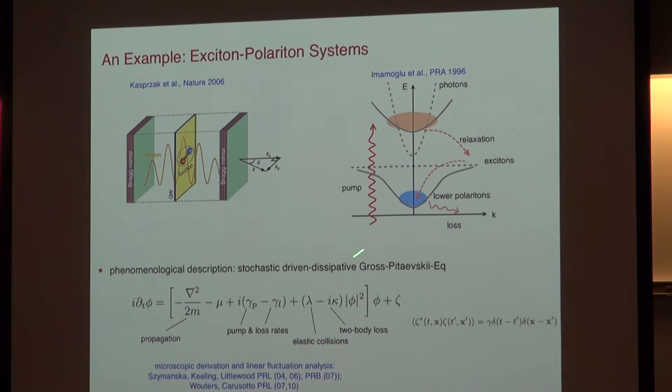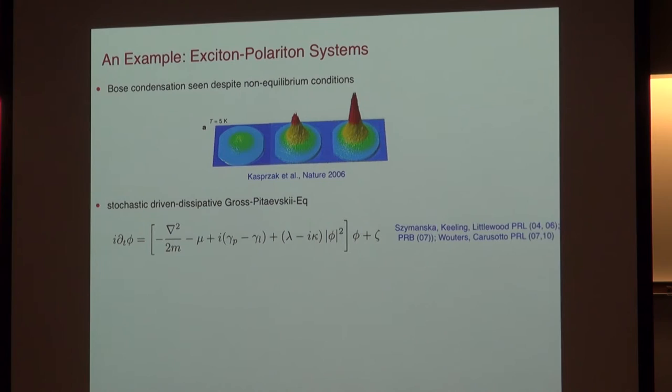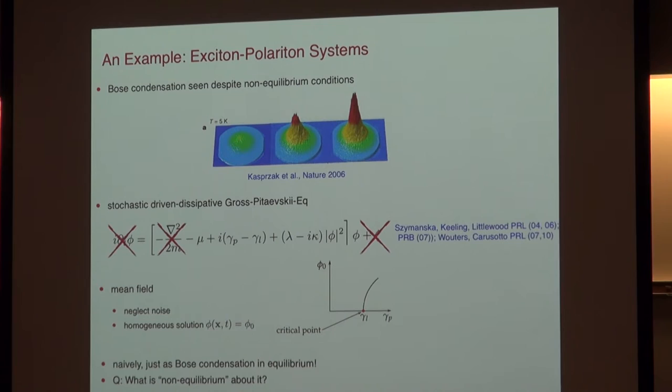Now, in these systems, Bose condensation has been observed in this famous experiment here, despite these non-equilibrium conditions. To see how these pictures come out, we start from our favorite Gross-Pitaevskii equation, strip off all the complexity, so we look at a time-independent, homogeneous, and noiseless situation. Then it's just a simple algebraic equation left and a simple intuitive picture. Of course, whenever the pumping exceeds the loss, the system undergoes an instability, and you'll see this condensation. That's actually, in this approximation, the same as the laser threshold.